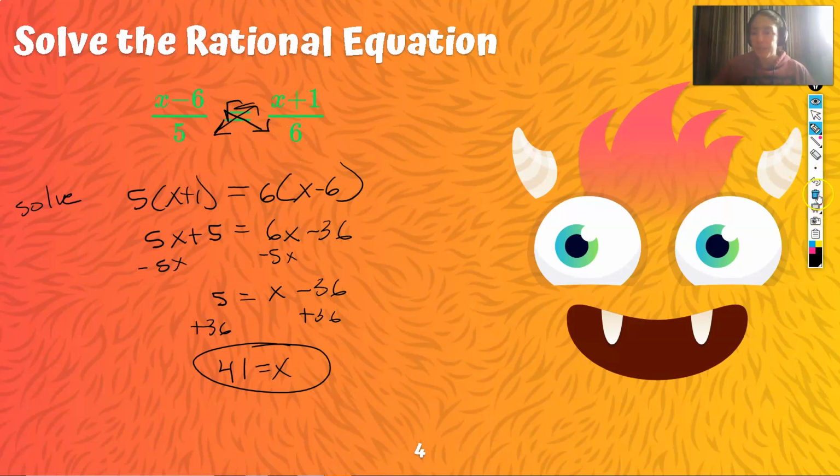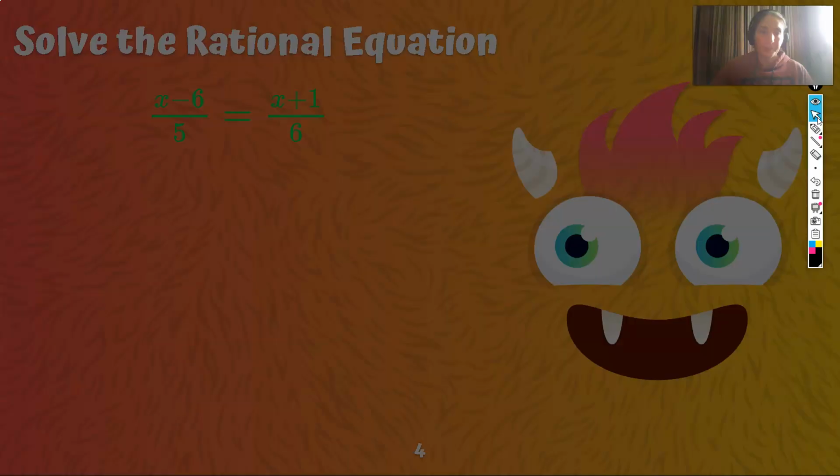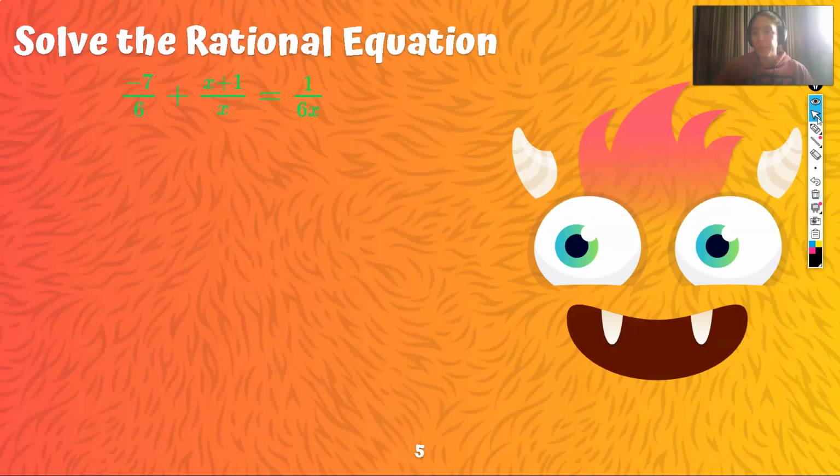So let's see another example. Alright, let's solve this. Now we're getting into the territory where we have some variables in the denominator. So step 1, LCD. I can't cross multiply, right? Because I have 2 terms on the left and 1 term on the right. Not going to work. LCD. So I have 6, I have x, and I have 6x. The factors here will be 2 and 3, here x, and here 2, 3, and x. In this case, 6x will be my LCD.